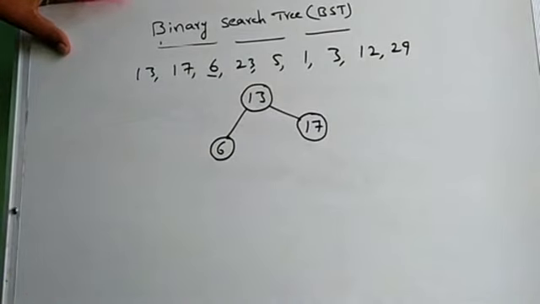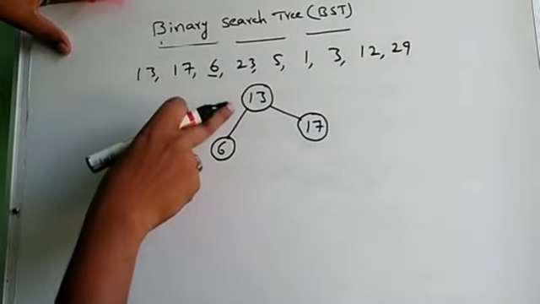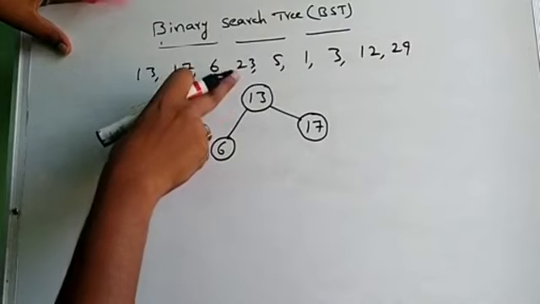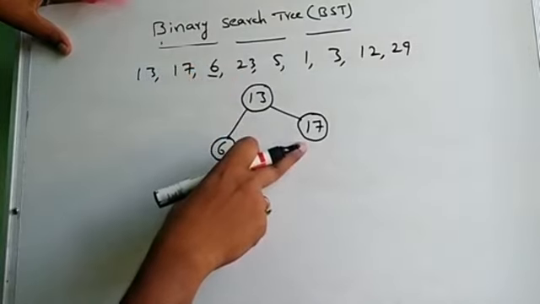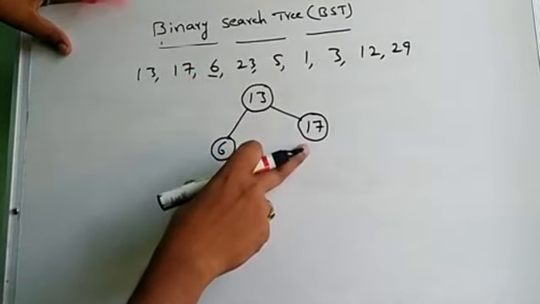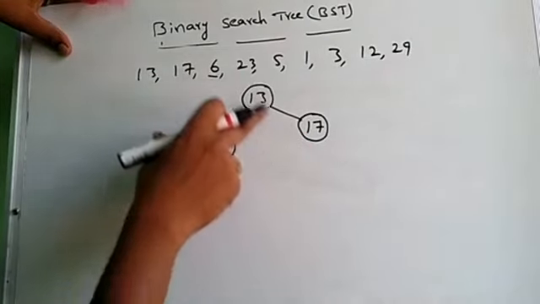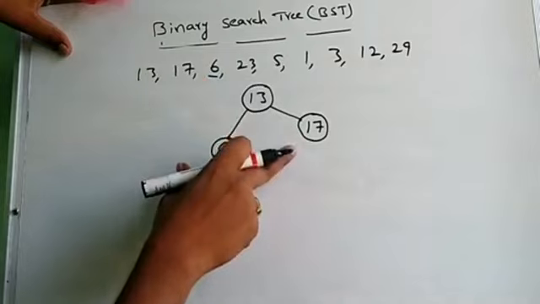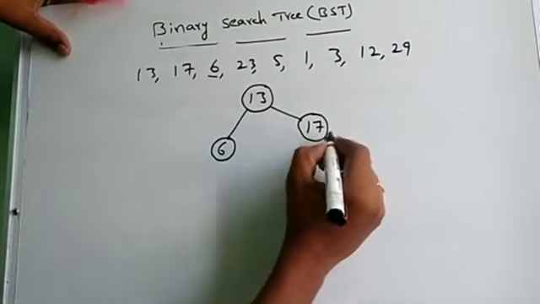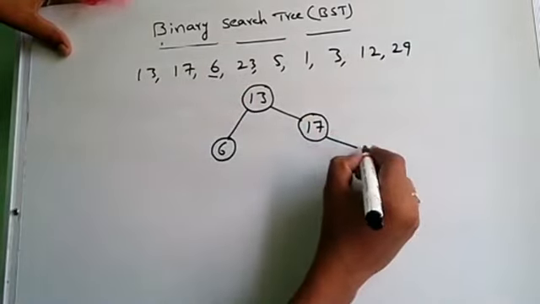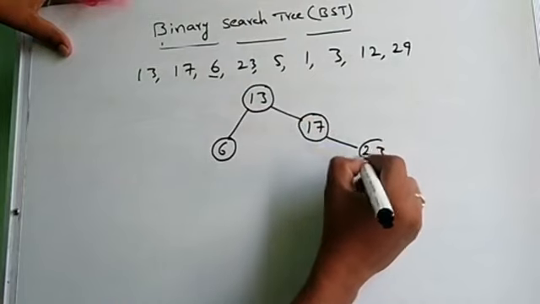Okay. Next is 23. 23 is compared with 13. 23 is greater than 13, so you go to the right side. On the right side, 17 is already there. So 17 and 23 are compared. Which one is greater? 23. So 23 is greater than 17, so it is moved to the right side of 17.